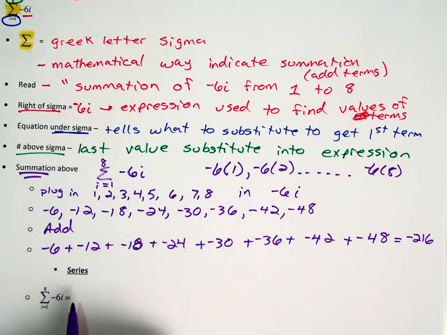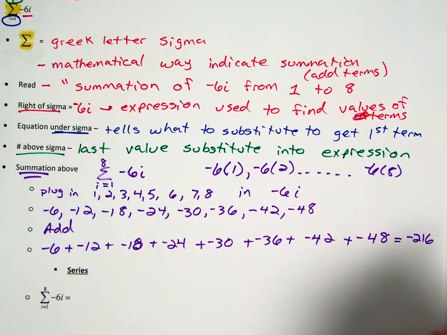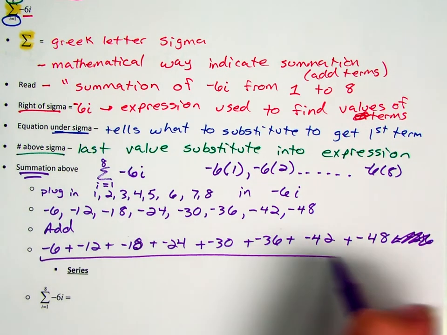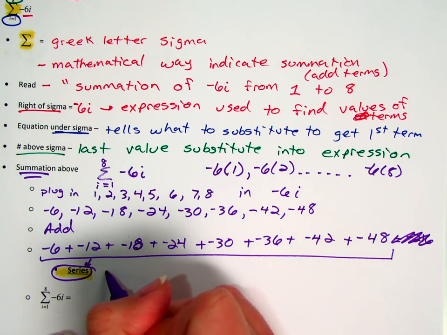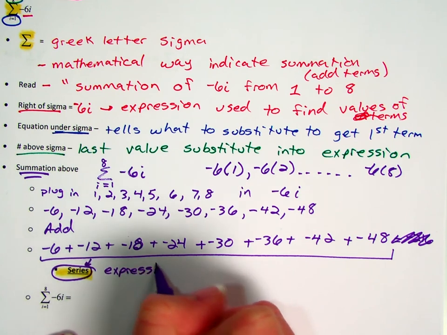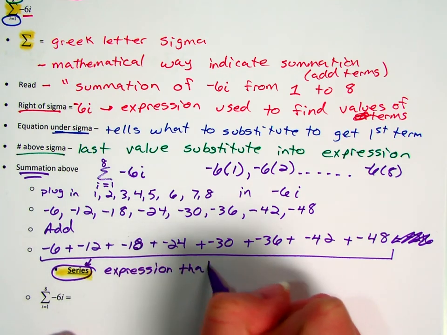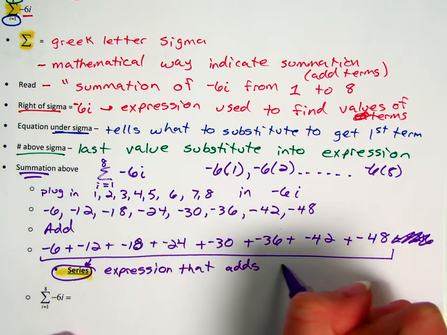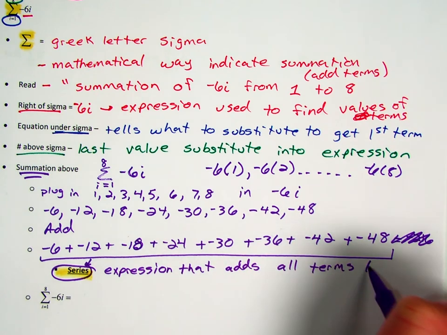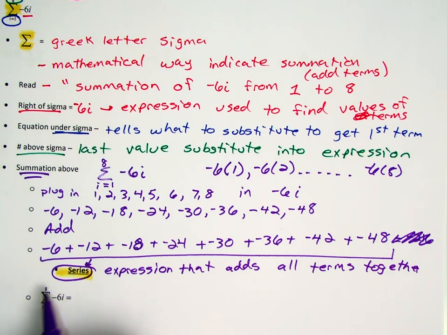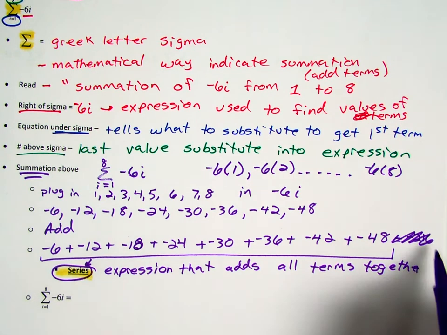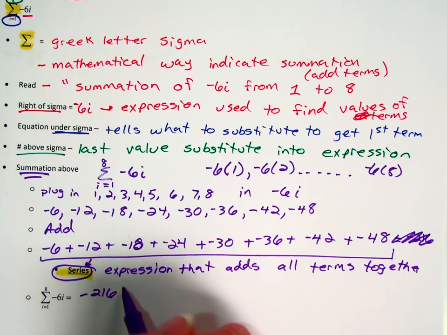So in the end, when we write out this piece here, from here to here, this is what we call a series. Okay, so that's definitely a term you need to know. The series is the expression that adds all the terms together. So if I ask you for the series, you would just give me this piece. But if all it says is something like this, this is asking you, what's the summation of negative 6i from 1 to 8? And we figured that was negative 216.